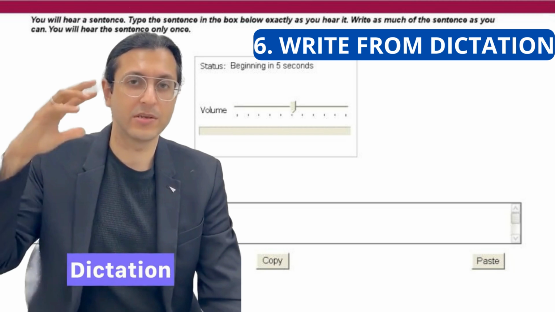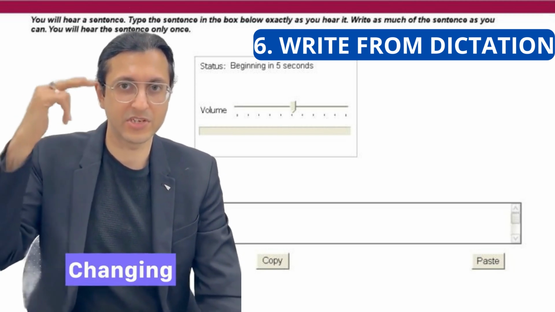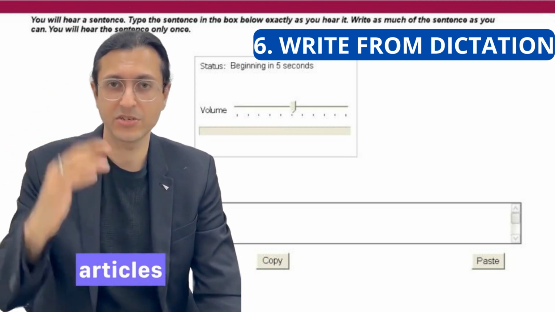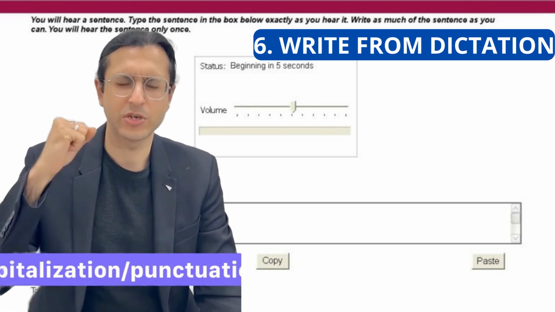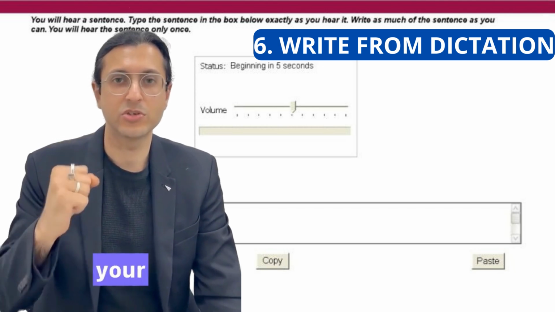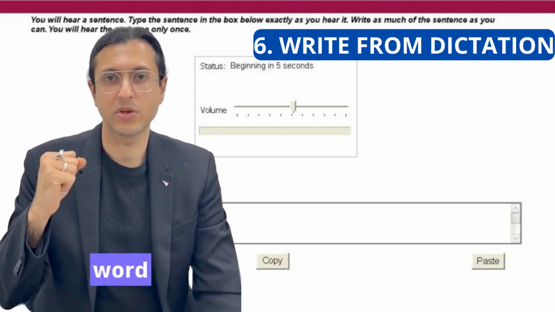6. Write from Dictation, WFD. Mistake: changing the order of words, missing articles, a, the, or incorrect capitalization, punctuation. Every single error reduces your score in spelling, grammar, and word order.